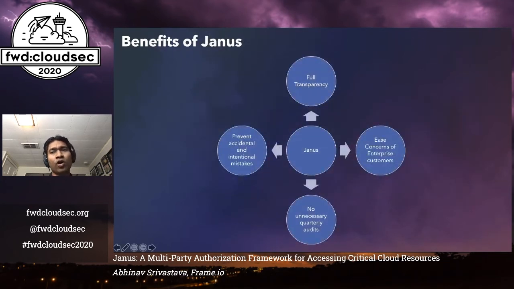There are many benefits of a system like Janus. First, it gives you full transparency: who did what and when. It also offers peace of mind to enterprise customers, knowing no one has unfettered access to their data. We don't have to give them the list of users who can access the data; every time it's decided based on their need, and we can monitor those requests.